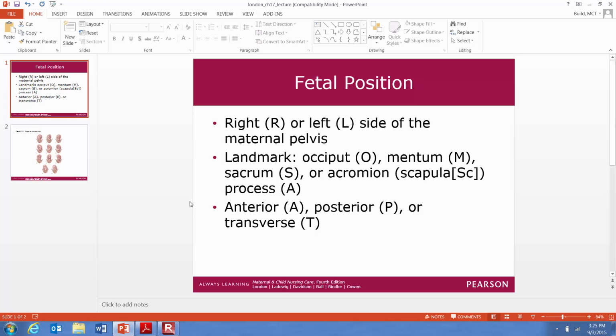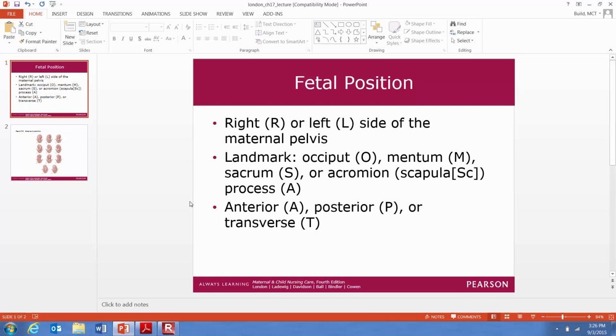What are we feeling? What part of the presenting part of the baby are we feeling? There's the occiput, which is basically the head, the back of the head. There's the mentum, which is basically the face or the chin. The sacrum, which is the baby's butt, of course. And then the scapula, which they call the acromion, and they designate that as an A.